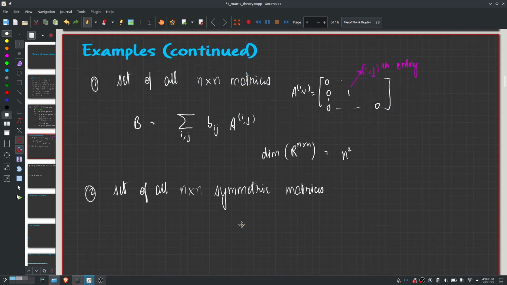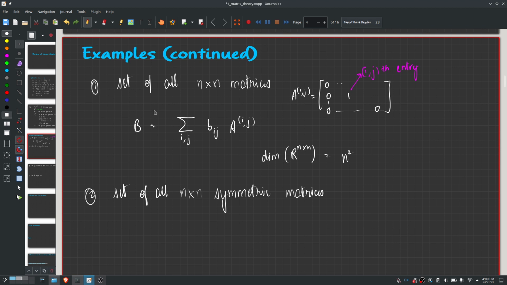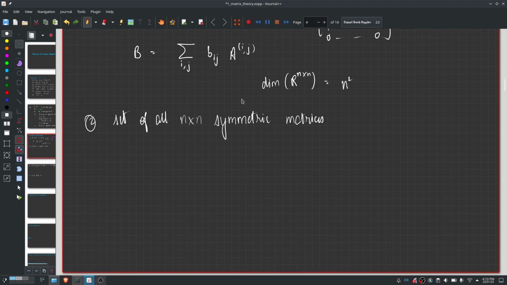Alright, so the set of all symmetric matrices indeed forms a vector space. In fact, it forms a vector subspace of the set of all n by n matrices. But what is the dimension of this particular subspace? I'll denote the set of all n by n symmetric matrices as Sn. Okay, so what would be the dimension? How do you get that?